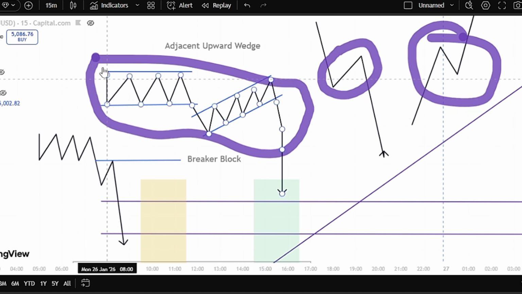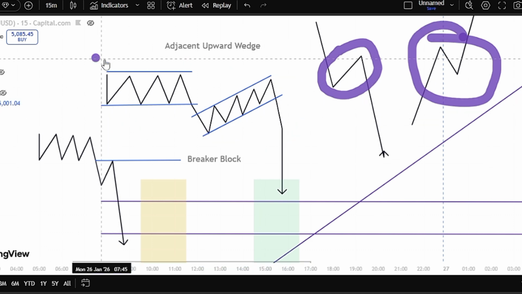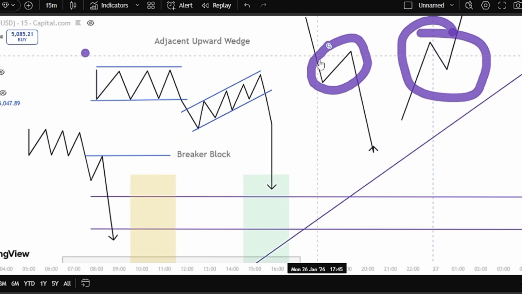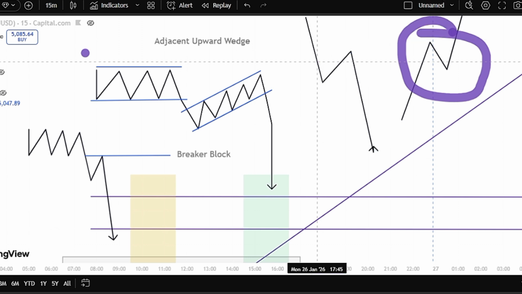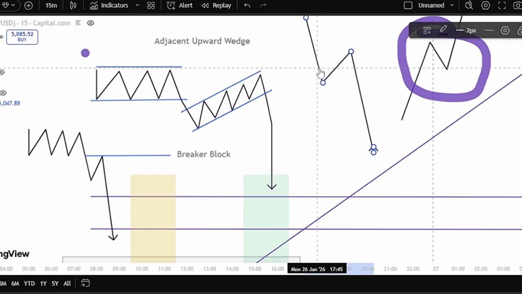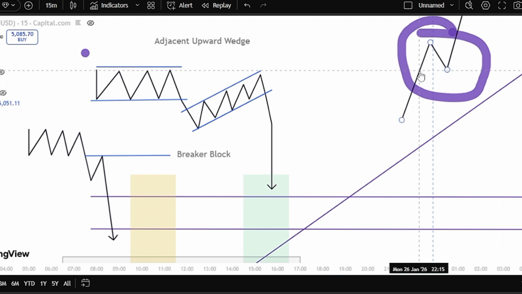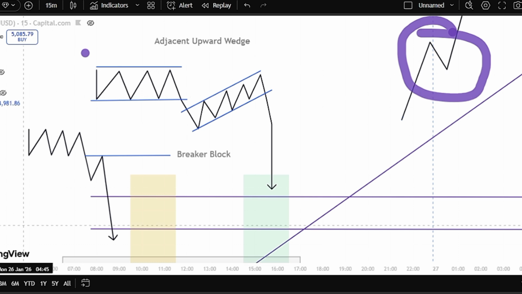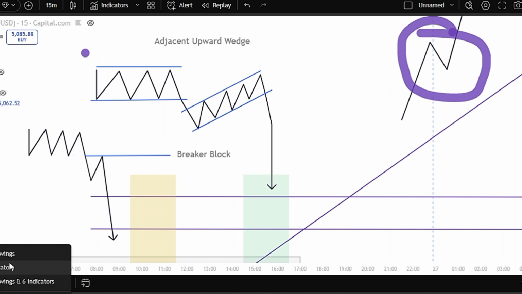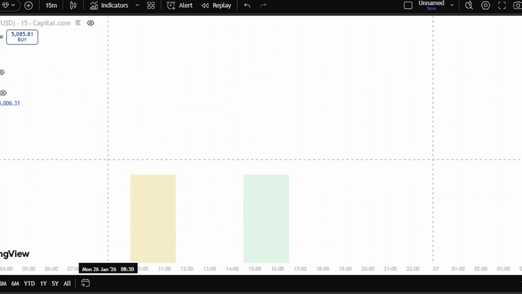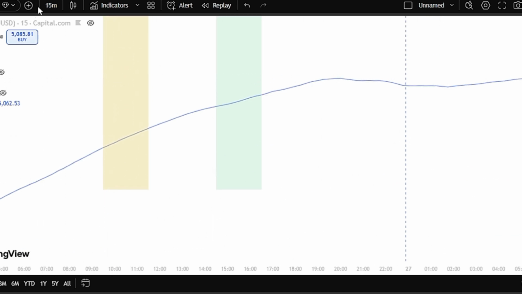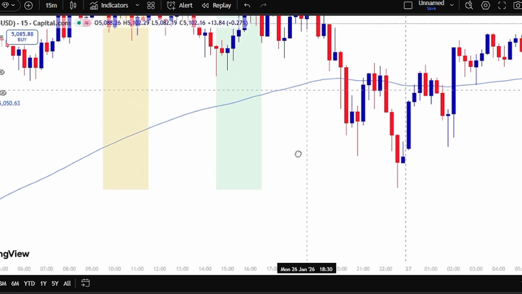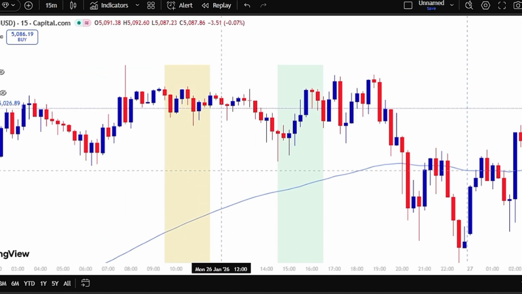So let me take away all of this, because we are treating an adjacent wedge. Let me do away with all of this real quick. All right, now let's go back. Let me now bring back the chart. Now this is a clean chart, as you can see right here.